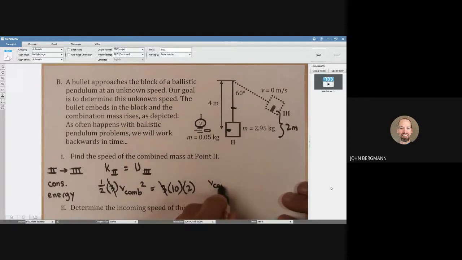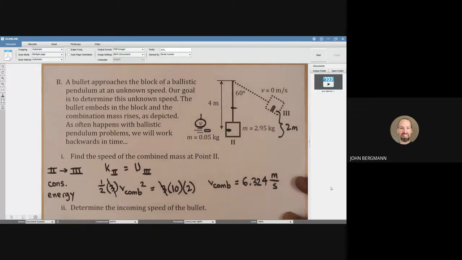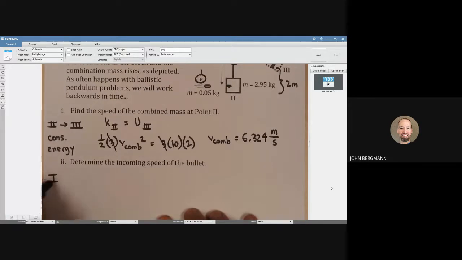I got that the combined speed right as it starts to swing upward is the square root of 40, which to 4 significant figures comes out to be that. I'm only leaving it like that because we might need that number later on. In fact, we will. We're going backwards in time. Now we're going to go from case 1, where the bullet is by itself, into case 2. That's a collision. That is a perfectly inelastic collision. And as we know, energy is not conserved in those, but momentum is. So we're going to conserve momentum in that case.